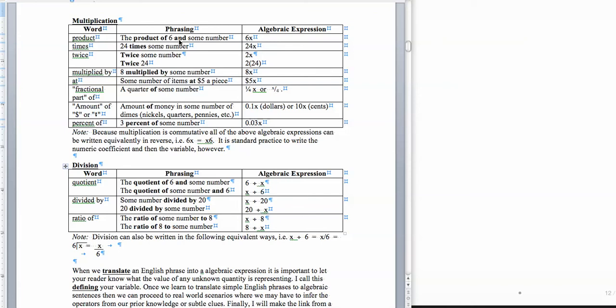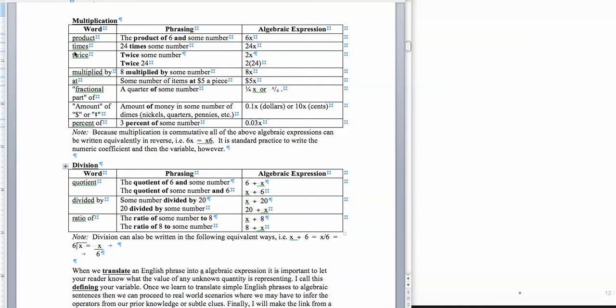And with the word product you will need the word and, that's going to tell you where to put the operator. So here you see the product of 6 and some number, 6 times x. Remember that when we multiply by a variable we can just write that next to a number. Remember that multiplication is commutative, and so even if this did say the product of some number and 6, we would probably still write it as 6x versus 6 times x times 6, as you see down here at the bottom noted.